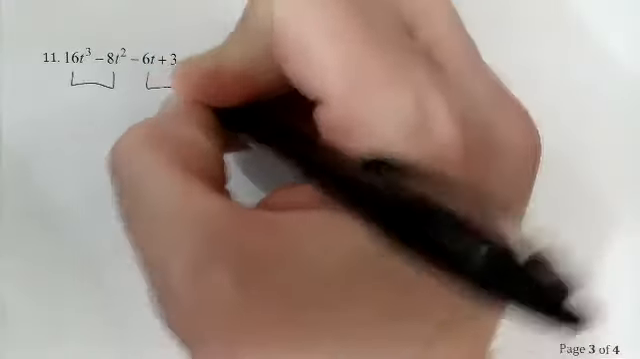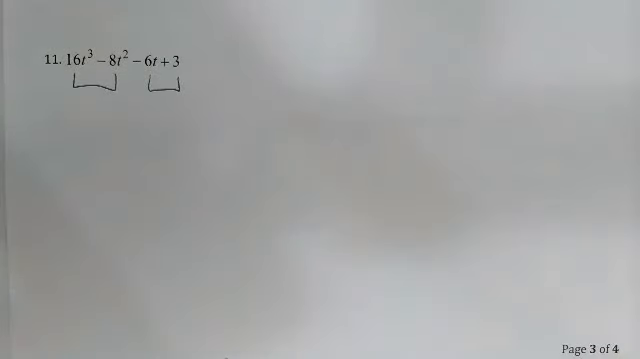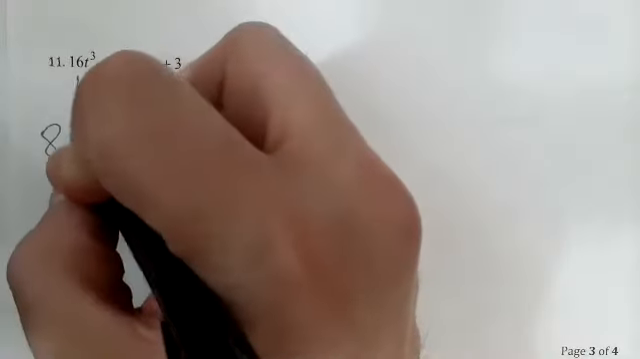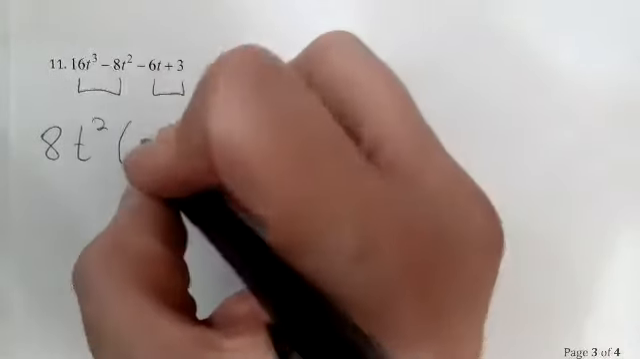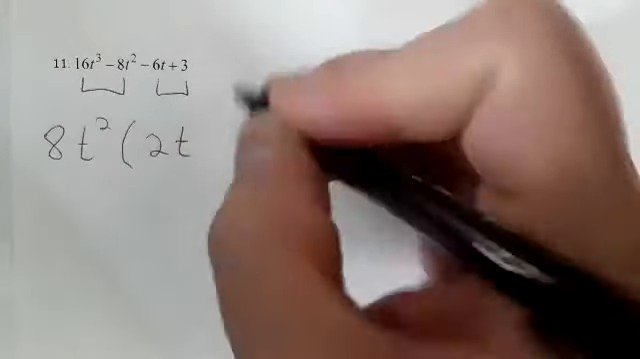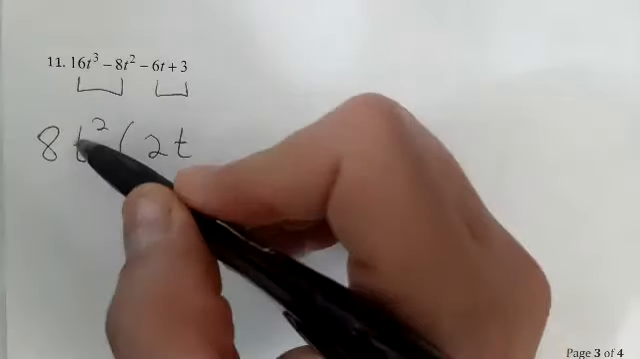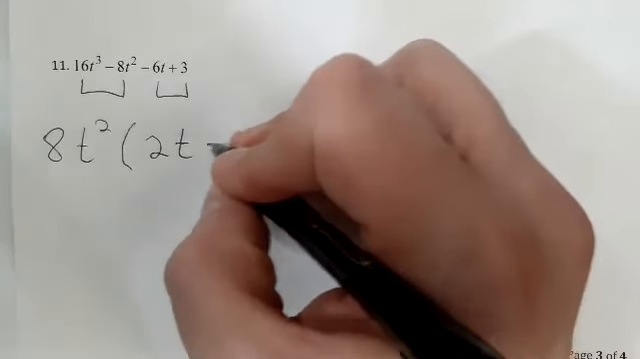Now, hopefully, you can try this on your own, right? We're going to group the first two. We're going to group the last two. Factoring by grouping, you've got 4 terms. Find your greatest common factor between the first two, 16t to the third and 8t squared. I can pull an 8 out of this, and I can pull out a t squared. Dividing by 8t squared, that's going to give me 2t.